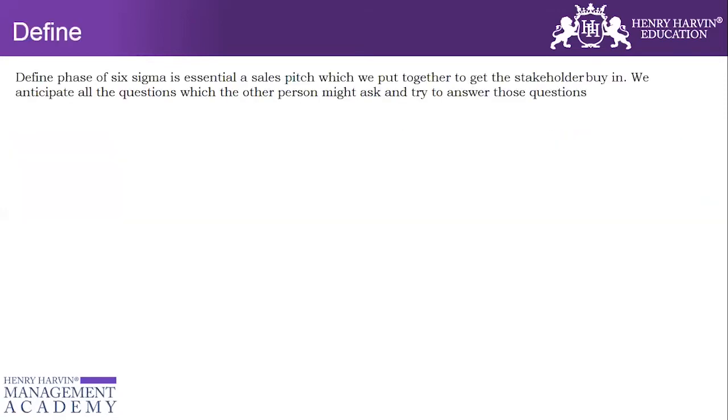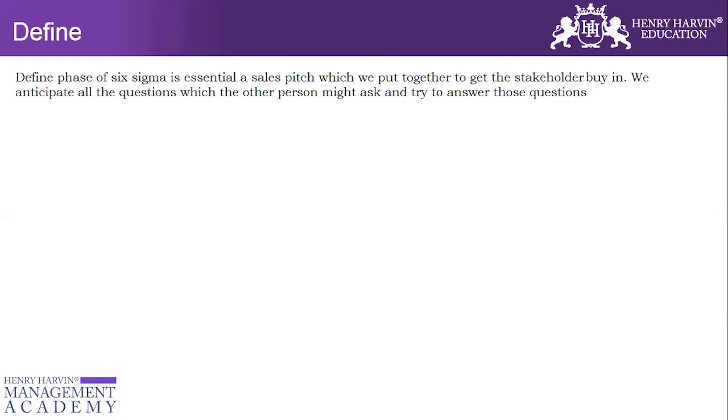Okay. Before we start, I would like to tell you that the define phase of Six Sigma is essentially a sales pitch, which we put together to get the stakeholder buy-in. We anticipate all the questions which the other person might ask and try to answer those questions. So basically, in the define phase of Six Sigma, we prepare a problem statement in detail to ensure that the stakeholder, the person who is going to get impacted, would be able to understand. Why it is called a sales pitch? Because it's a kind of proposal that we're going to submit to take the stakeholder buy-in. That's why it's called a sales pitch.